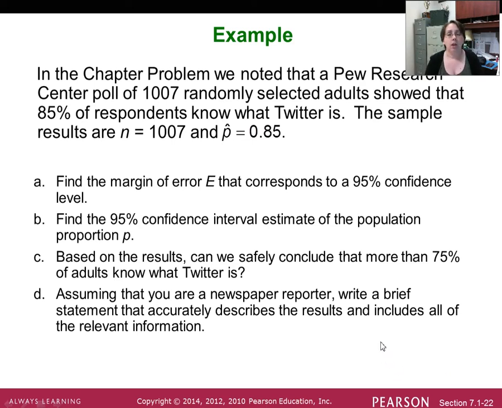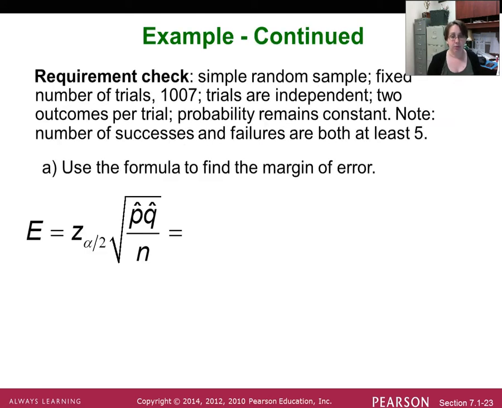So, the sample results are those. Now, part A. Find the margin of error E that corresponds to 95% confidence level. So, we need to find E. That's the next step. Let's do this. Now, in order to build E, though, you should check your requirements. The requirements are all listed here.